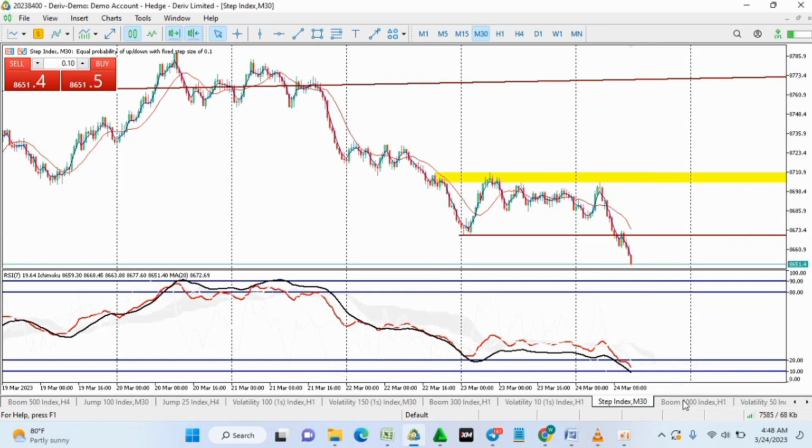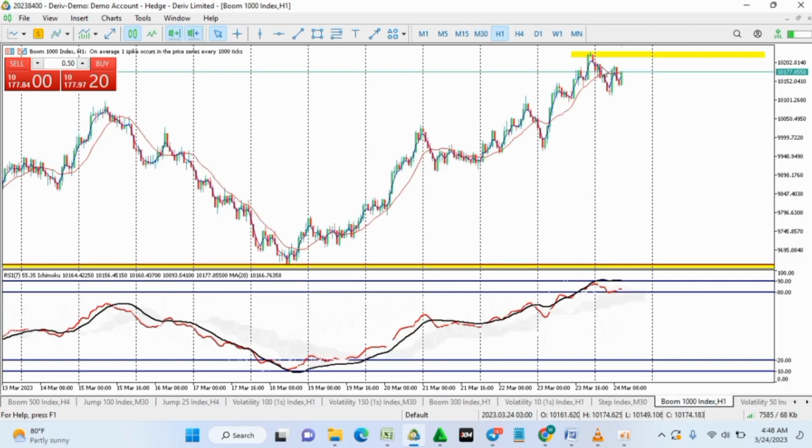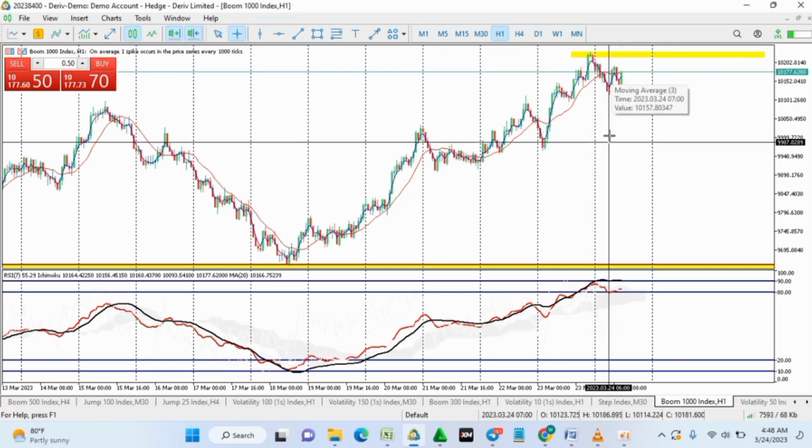So let's go to Boom 1000. I'm also expecting price to reach this level. Then I can sell because the two lines are already on 90. So after reaching there, I'll be waiting for the candlestick pattern as a confluence so that I can sell.